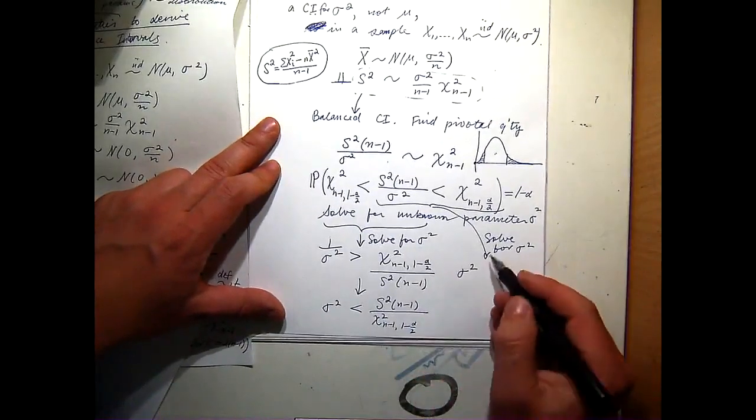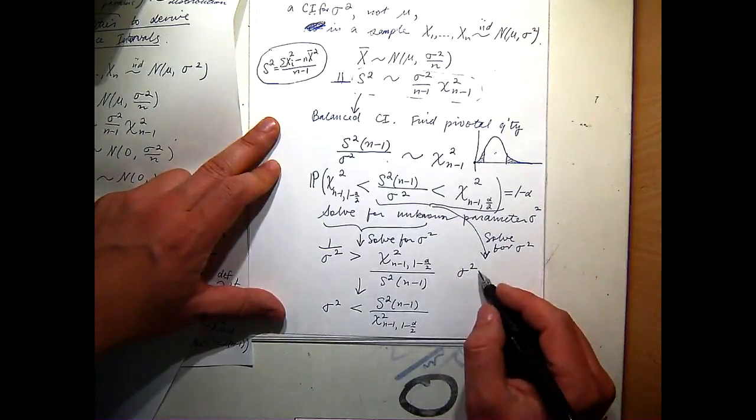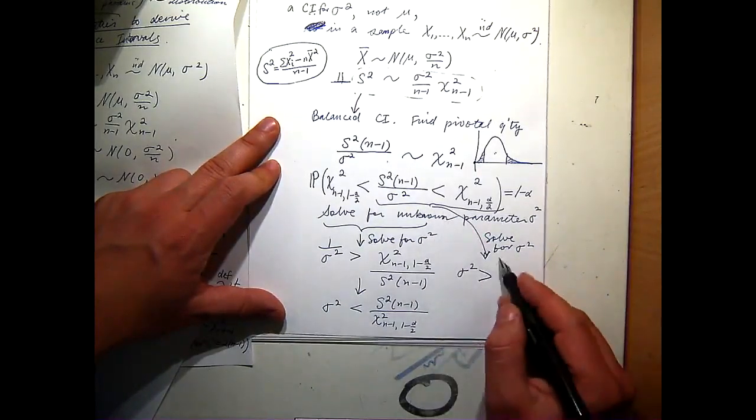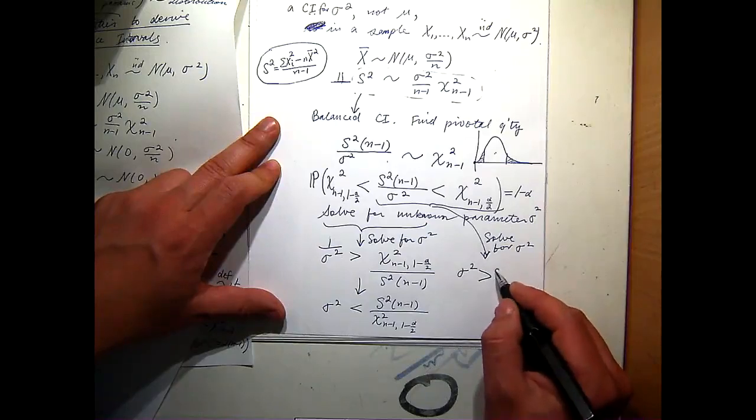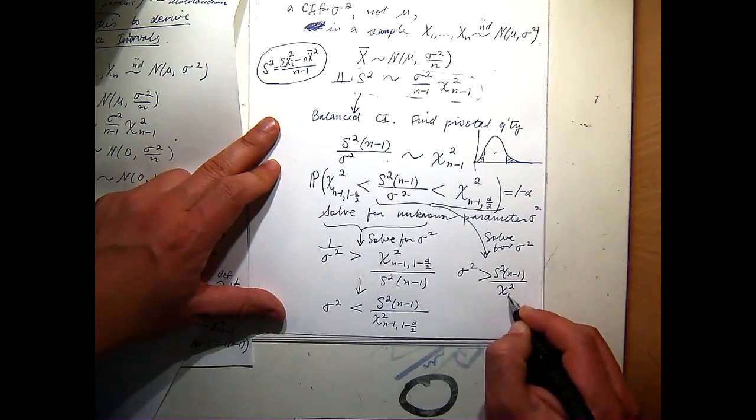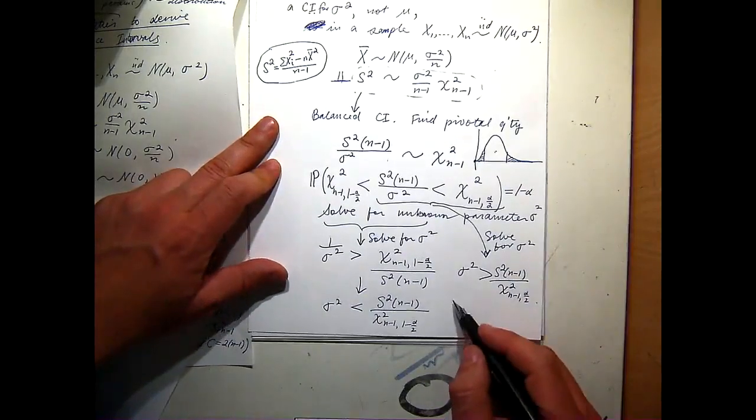And then in this case, solving for sigma squared, hopefully in one blow at this point, I would say sigma squared is greater than a certain thing on the right-hand side: s squared times n minus 1 divided by chi-squared n minus 1, alpha over 2. Okay, so put it together.